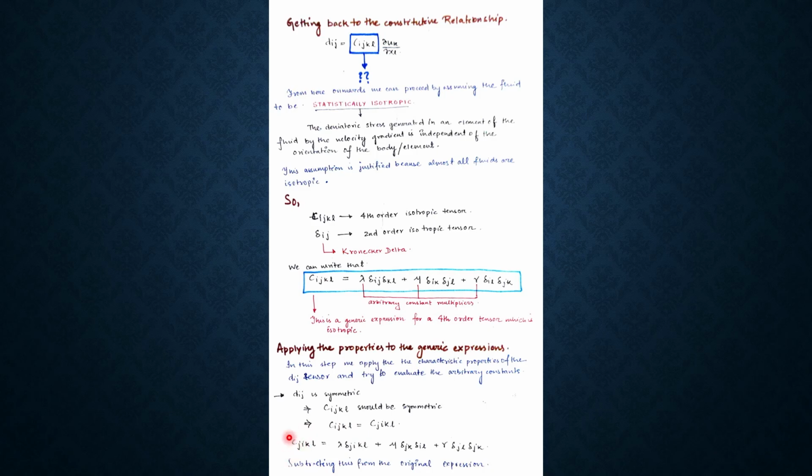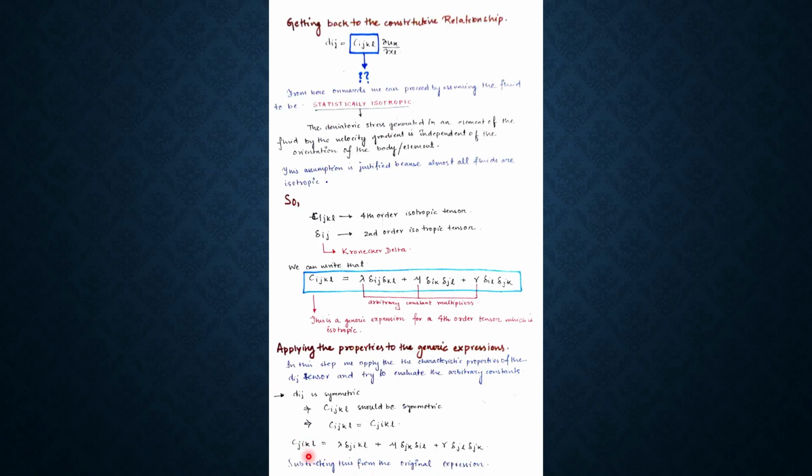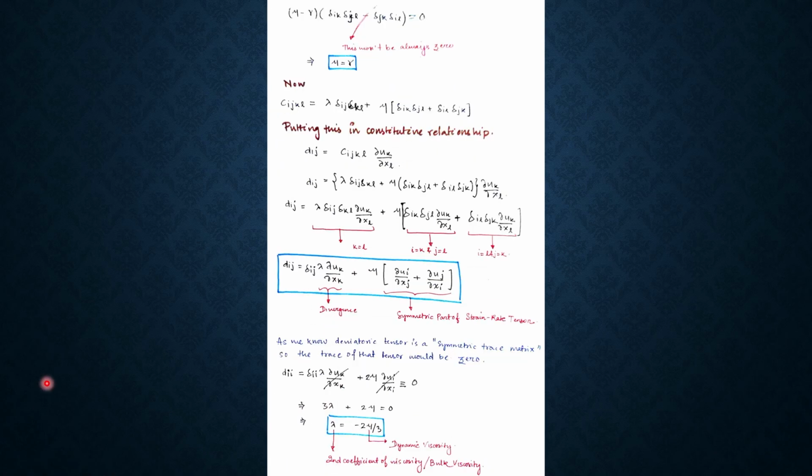And when we subtract this one from this one, or even the other way around, what we'll end up with is (mu minus gamma) times (delta ik delta jl minus delta jk delta il) equals 0. Cjikl and Cijkl will be equal, so subtracting them would yield 0. Now these terms get subtracted and we end up with an expression like this.